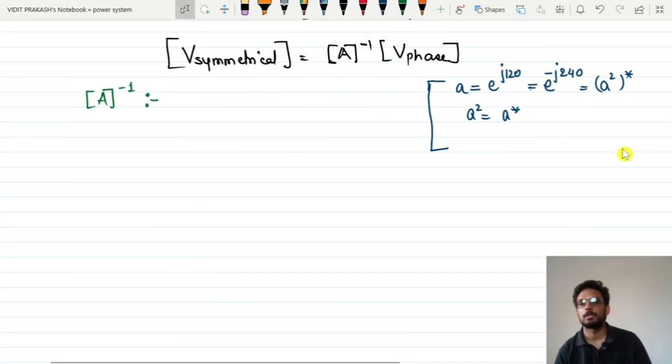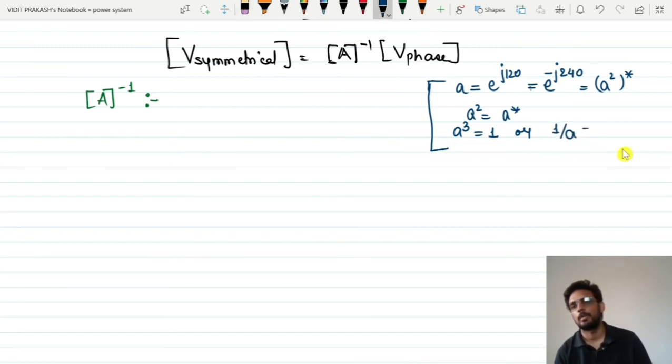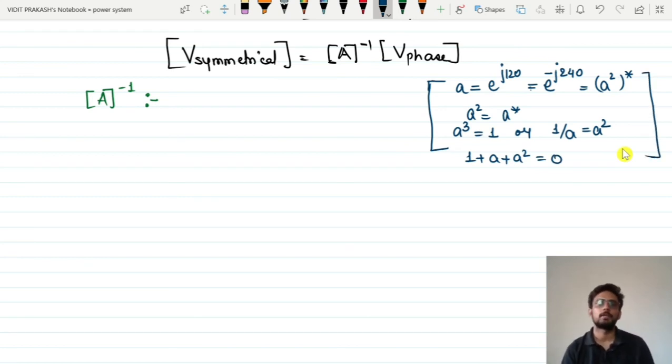Next, what is A cube? A cube is always equal to 1, or we can also write 1 by A is nothing but A square, and 1 plus A plus A square is 0. Okay, now how to find this matrix A?